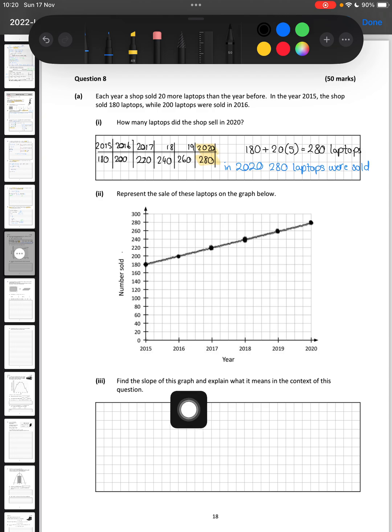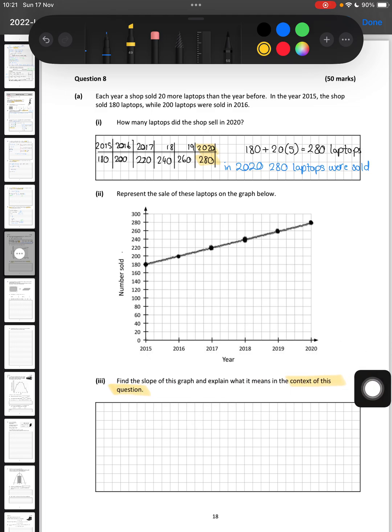This says find the slope of the graph and explain what it means in the context of the question. This is what catches people out a lot, okay, in the context of this question. That means put it in English. Explain, okay, means put the stuff in English, okay, not in maths, in English. No such thing as things like equals this and whatnot, okay. You're explaining it in English words. No math symbols. Okay, in the context of this question means use the words that the question is using.